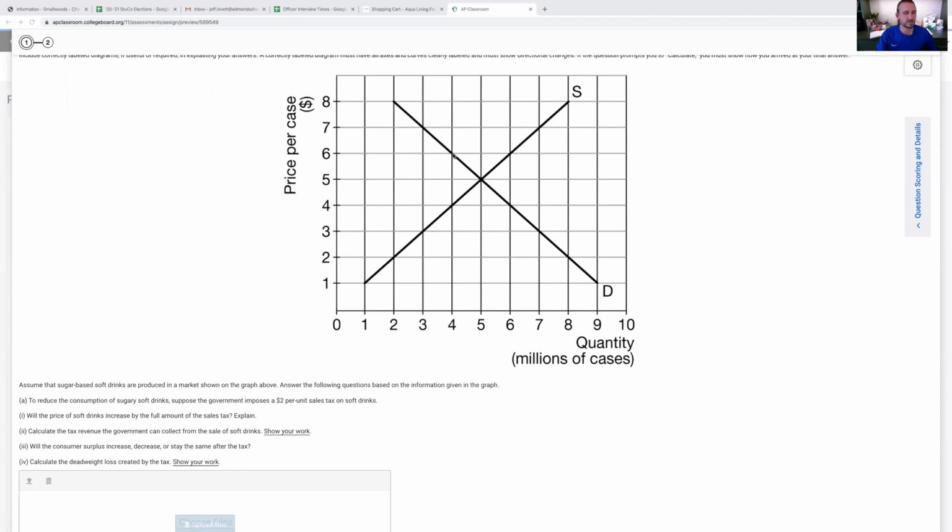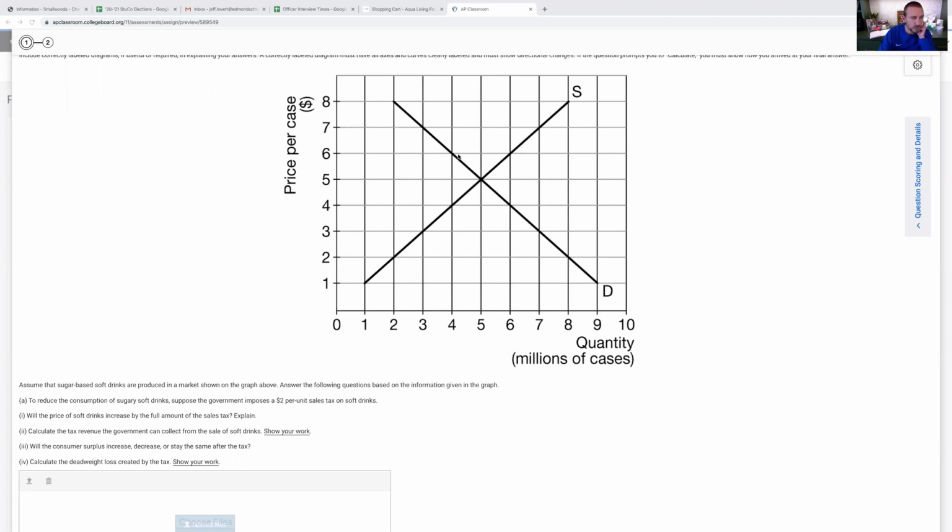And so did it rise by the full $2? The answer is no, it didn't. We were paying $5, now we're paying $6. It does ask you to explain, so that's what I would say. I would say we were paying $5, the new equilibrium price is $6, therefore no, it did not go up by the full amount of the tax.